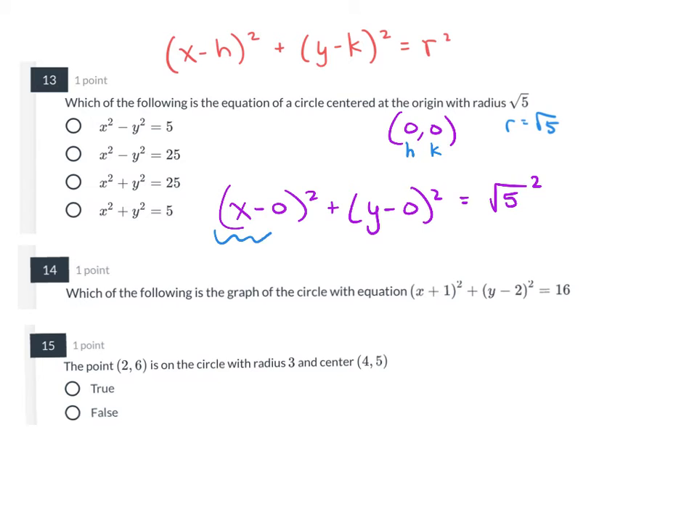Well, let's clean it up. X minus 0 is just x. Y minus 0 is just y. So it's just an x squared plus a y squared. And the square root of 5 squared? Oh, dude, the square root and the square totally cancel out. Yeah, that just happened. So my final answer is x squared plus y squared equals 5. So the last choice.